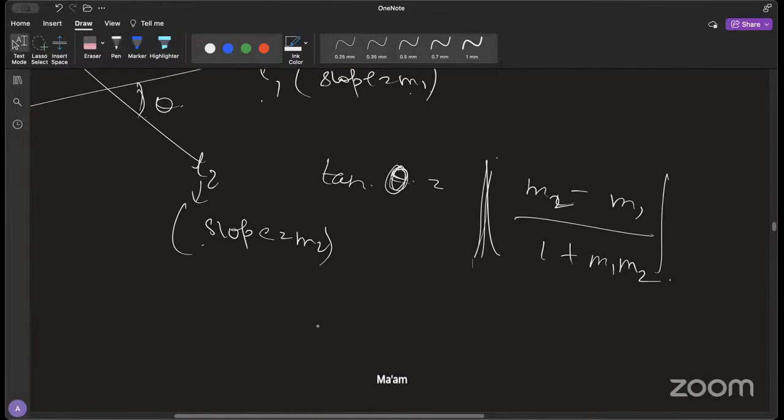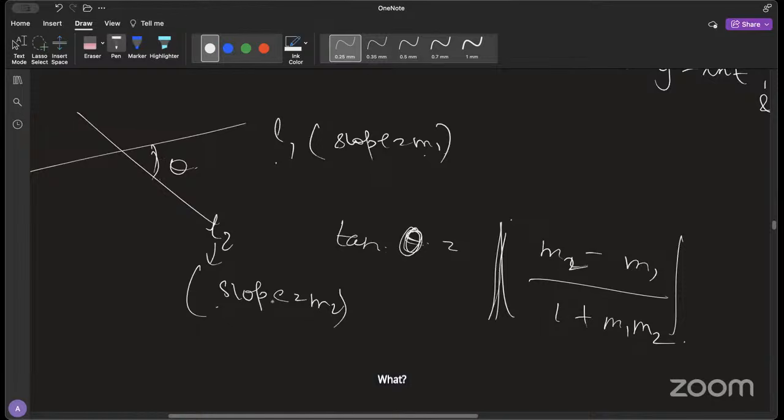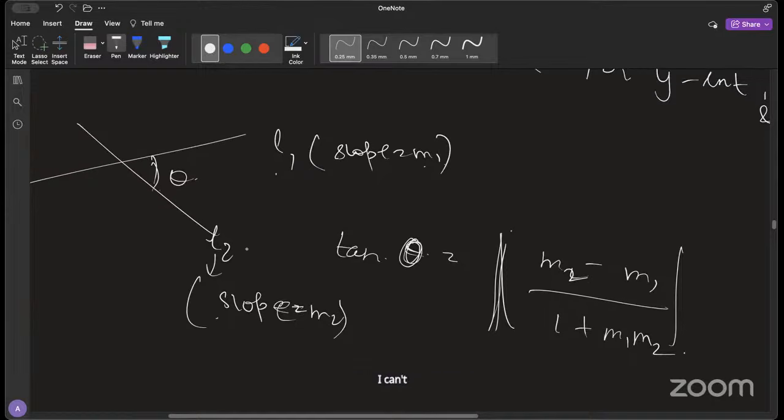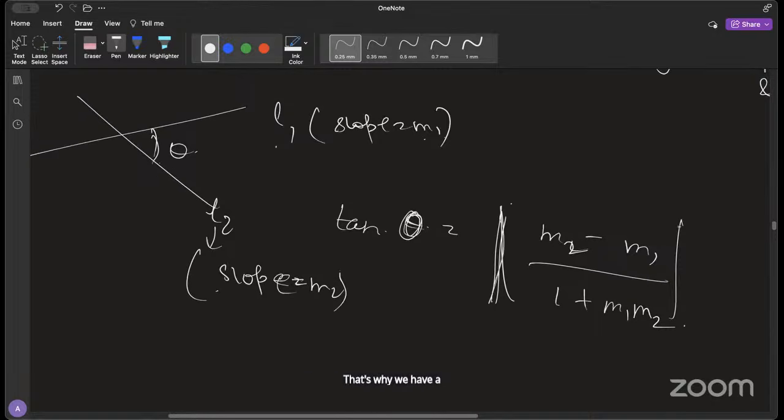Ma'am, I have a question. Can we find the angle of the upper part? We just found the angle of the side. Can we find the angle of the upper part? That's why we have a mod here, right?